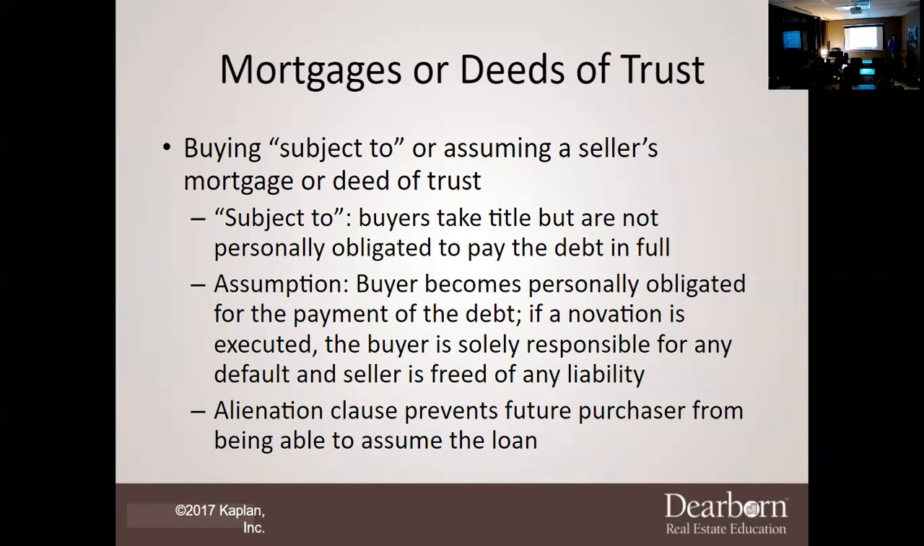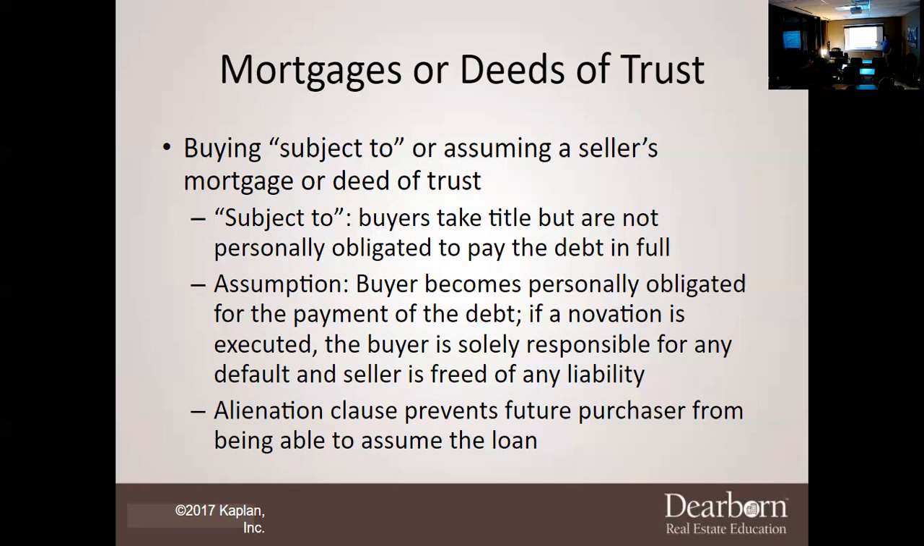If somebody assumes a debt and they don't pay, they're coming after me, period. So the same concept is if I sell my property subject to say Garrett, what ends up happening is Garrett will get title, but he's not going to personally be obligated to pay the debt in full, because who do they come after? Me, if it ain't paid. Assumption is where the buyer becomes personally obligated for the payment of the debt.